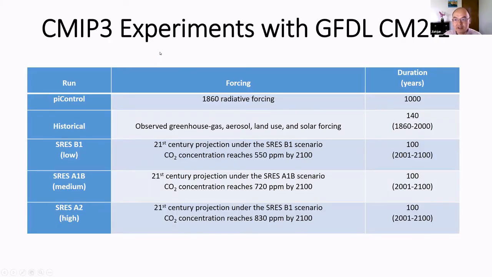So the CM2.1 model has been used to carry out the CMIP3 experiments, including the pre-industrial control simulation, the historical simulation, and also the 21st century projections on the 3 future emission scenarios. So the SRES B1, a low emission scenario, A1B, a medium emission scenario, and the A2 scenario, a high emission scenario.